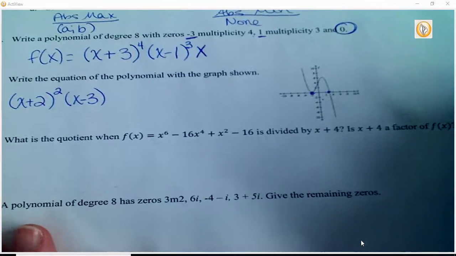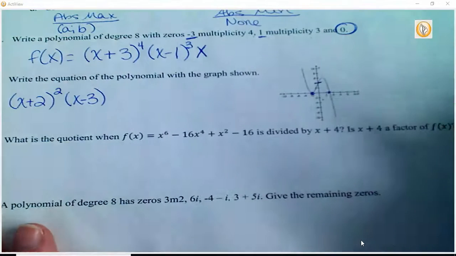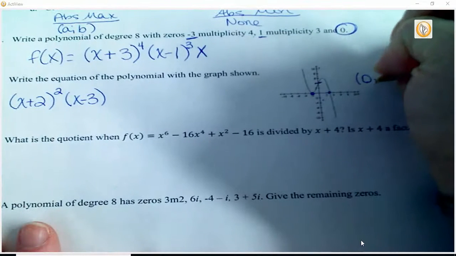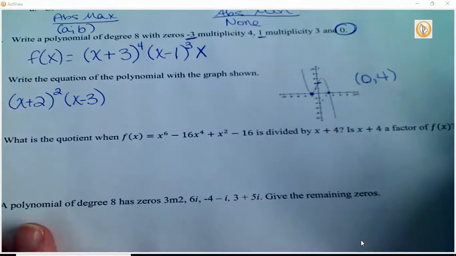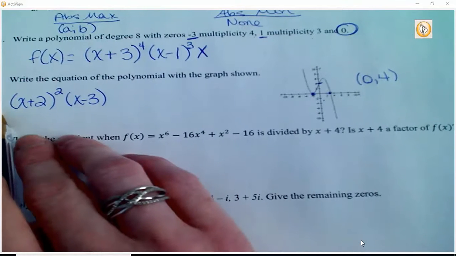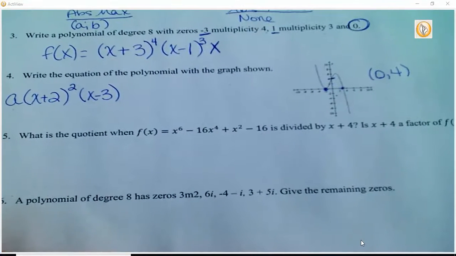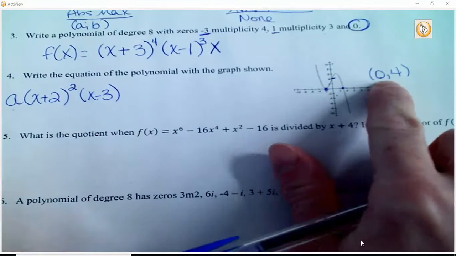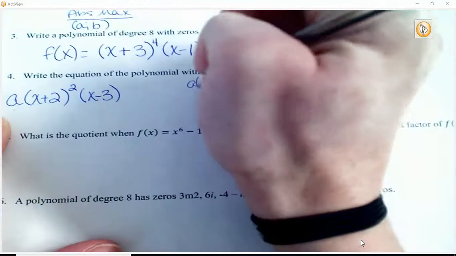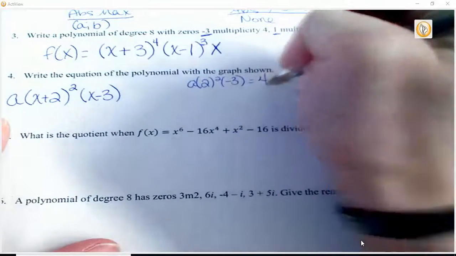There's one other piece of information you can get from this graph. I hit my y-axis at 4. So that's like saying the point 0, 4 is on this graph. Do you remember when we found the coefficient out here? So there could be some number, let's call it A, out here. What we're going to do is plug in 0 for all of our x's and set this thing equal to 4. So we would have A times 0 plus 2 is 2 squared, 0 minus 3 is -3, equals our y value, which was 4.